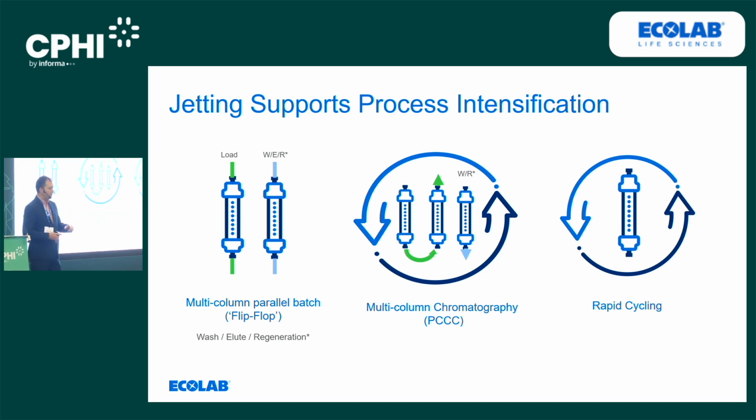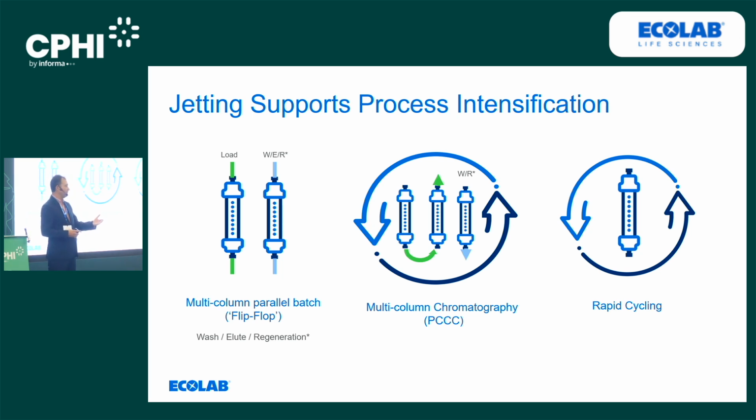And then the other way that you can intensify the process is running something that we call rapid cycling. You can do that by dropping the bed height of a column, so you can cycle the resin a lot faster. You have many more cycles, and you will be utilizing the lifetime of the resin longer.